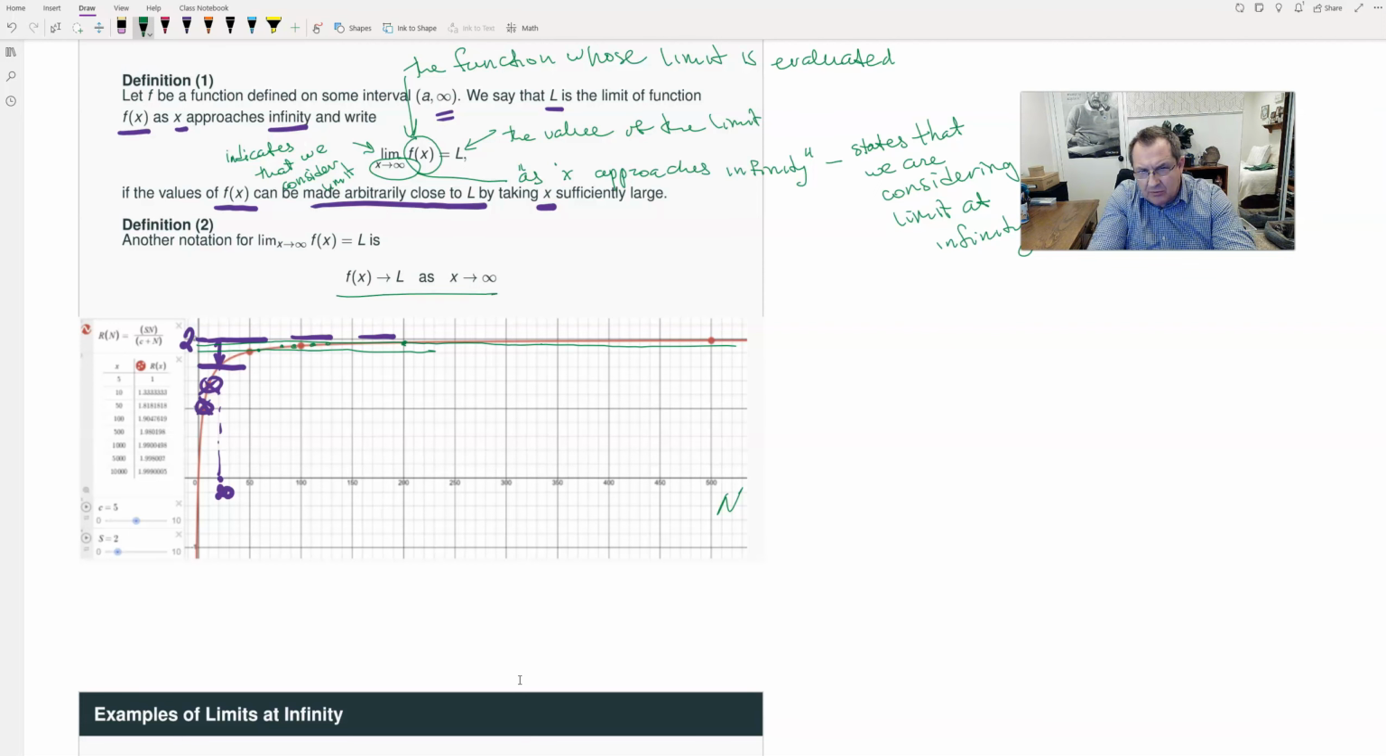There's another notation that is often used in the literature for the limits at infinity, and it reads as follows. The first portion says f of x approaches L, and that last portion reads x approaches infinity. And if you read it all together, you will have f of x approaches L as x approaches infinity.